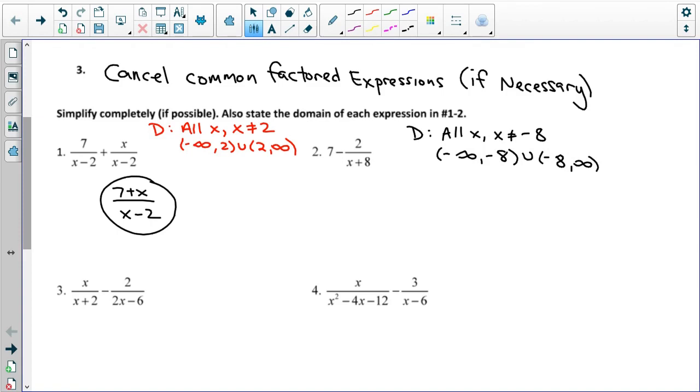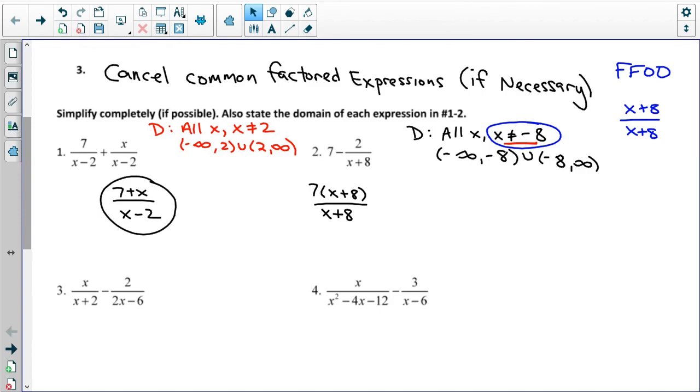Now, if I look at this, I need to get a common denominator, so I'm going to multiply 7 by x plus 8 over x plus 8. In order to get common denominators, we're going to multiply by a FFU. The fancy form of 1 that we're going to choose in problem 2 is x plus 8 over x plus 8, which, as we know, is really equal to 1. The only difference is when we multiply by x plus 8 over x plus 8, we're multiplying by 1, but we're multiplying by 1 in such a way where x cannot equal -8. But since this problem already had x not being able to equal -8, it's not really affecting anything. So we need to choose our FFUs wisely in order to manipulate expressions.